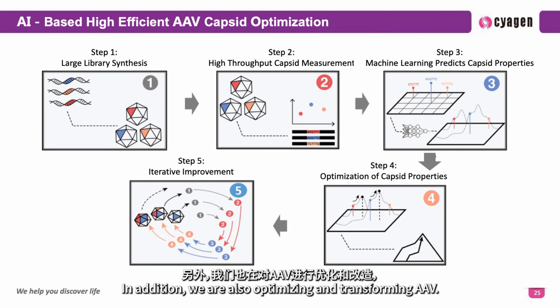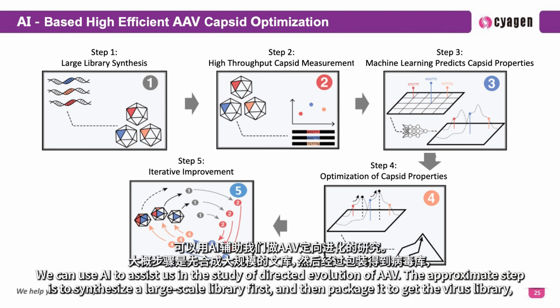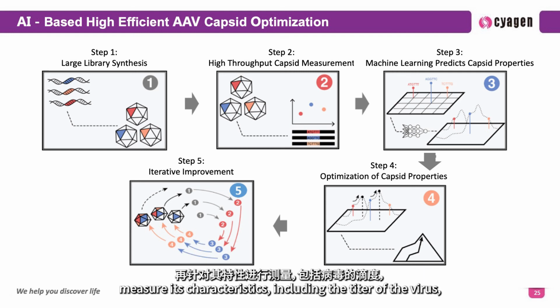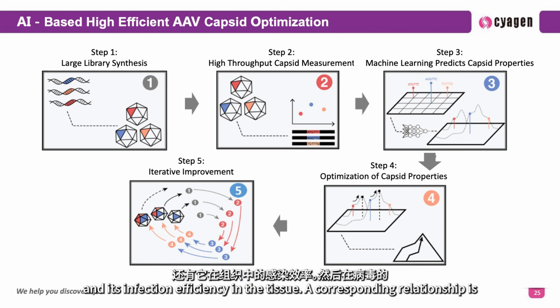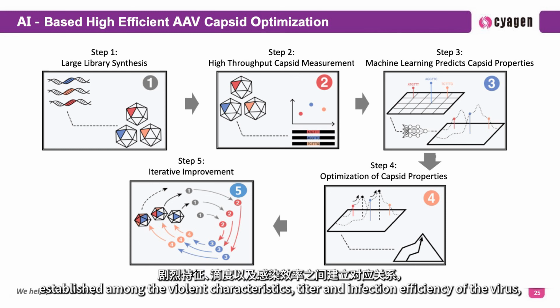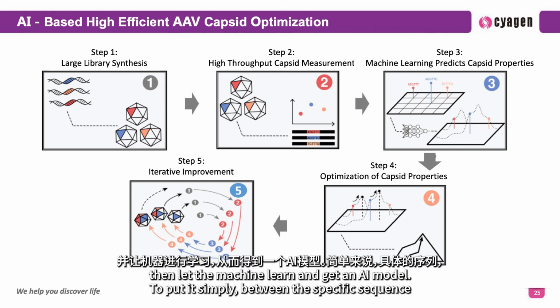In addition, we are also optimizing and transforming AAV. We can use AI to assist us in the study of directed evolution of AAV. The approximate steps are to first synthesize a large-scale library, and then package it to get the virus library. Measure its characteristics, including the titer of the virus and its infection efficiency in the tissue. A corresponding relationship is established among the sequence, titer and infection efficiency of the virus. Then let the machine learn and get an AI model.